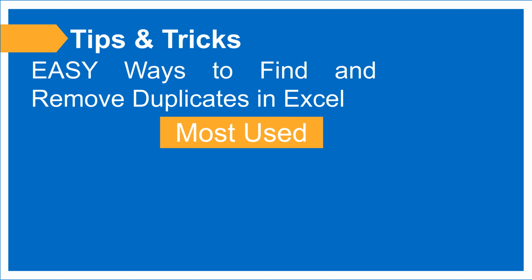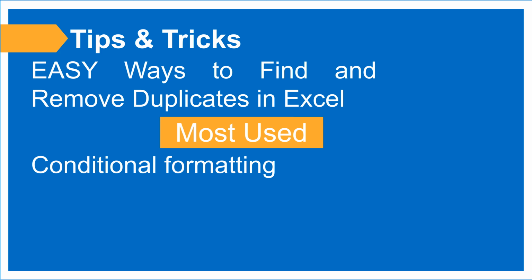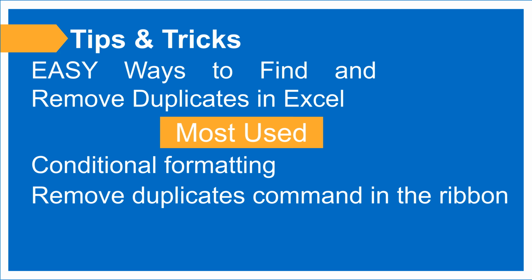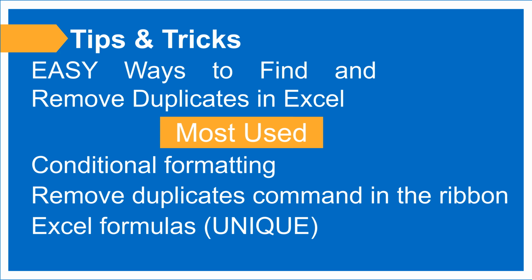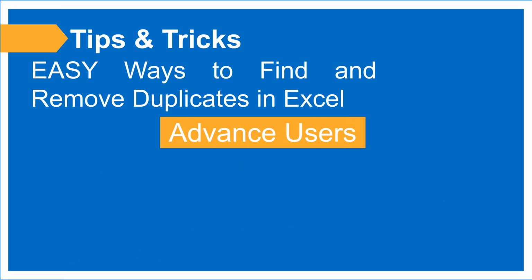Today we are going to learn about finding and removing duplicates in Excel. There are 8 methods used, but we will learn only the 4 most commonly used methods, which are: number 1, conditional formatting; number 2, the remove duplicates command in the ribbon; number 3, the Excel formula UNIQUE; and number 4, advanced filters.